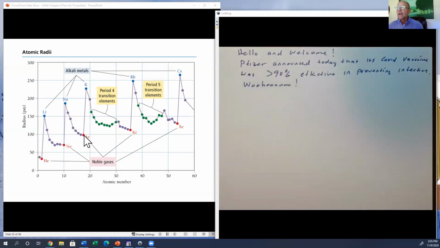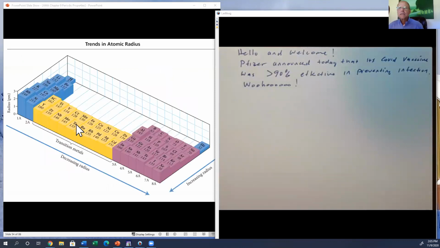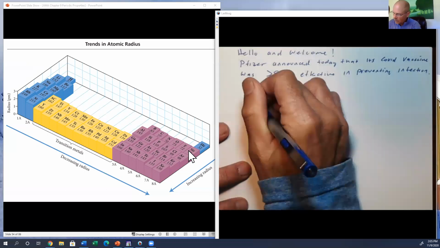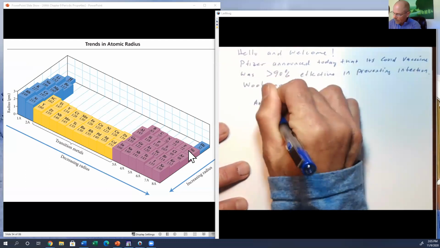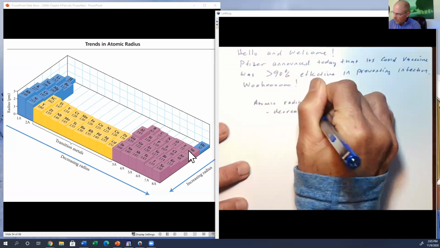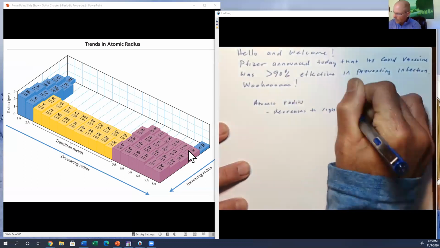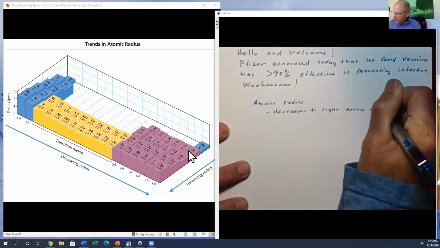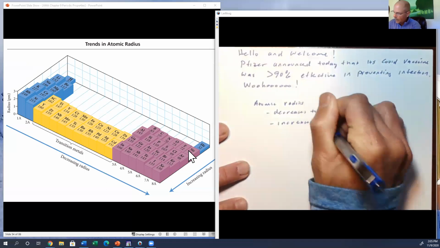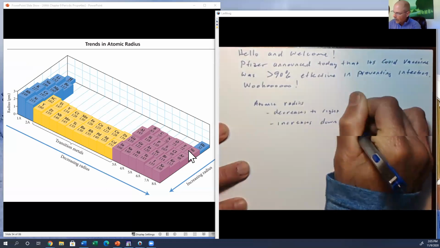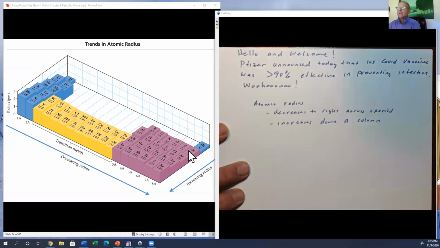So let's try to, and here's another graph that kind of shows the entire periodic table. And you can see that as you go to the right, across a period, atomic radius decreases. So atomic radius decreases to the right across a period and increases down a column. Right? Increases down a column. So you can see it get bigger and bigger. So let's try to understand these trends real quick.